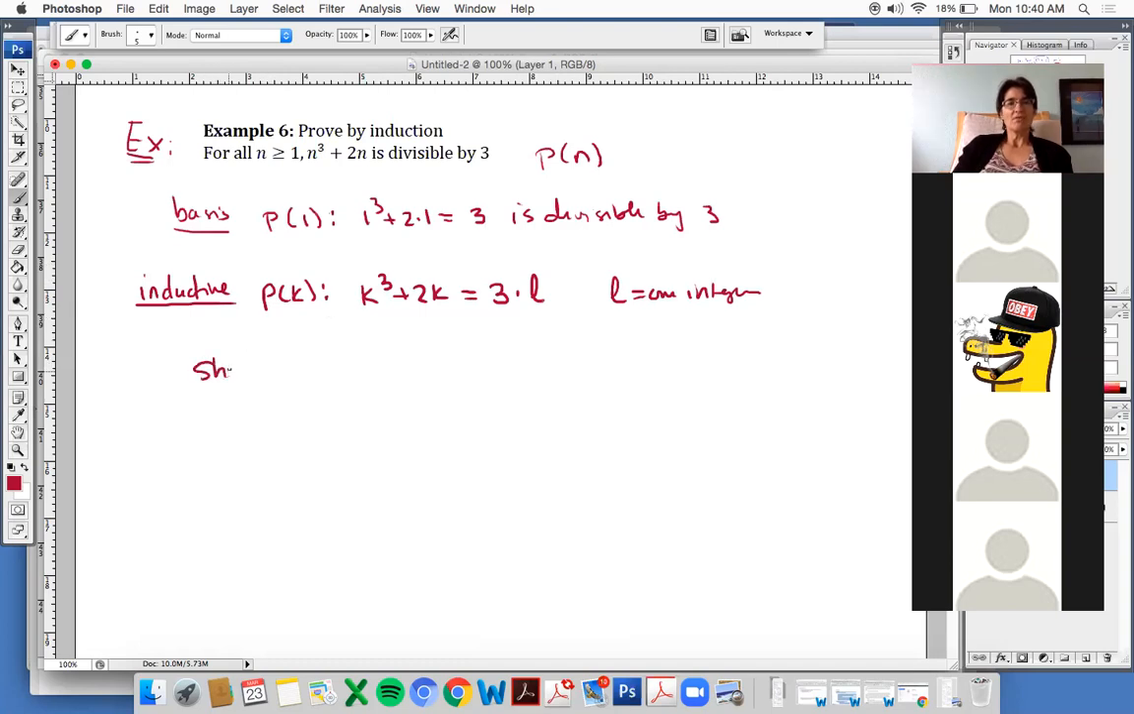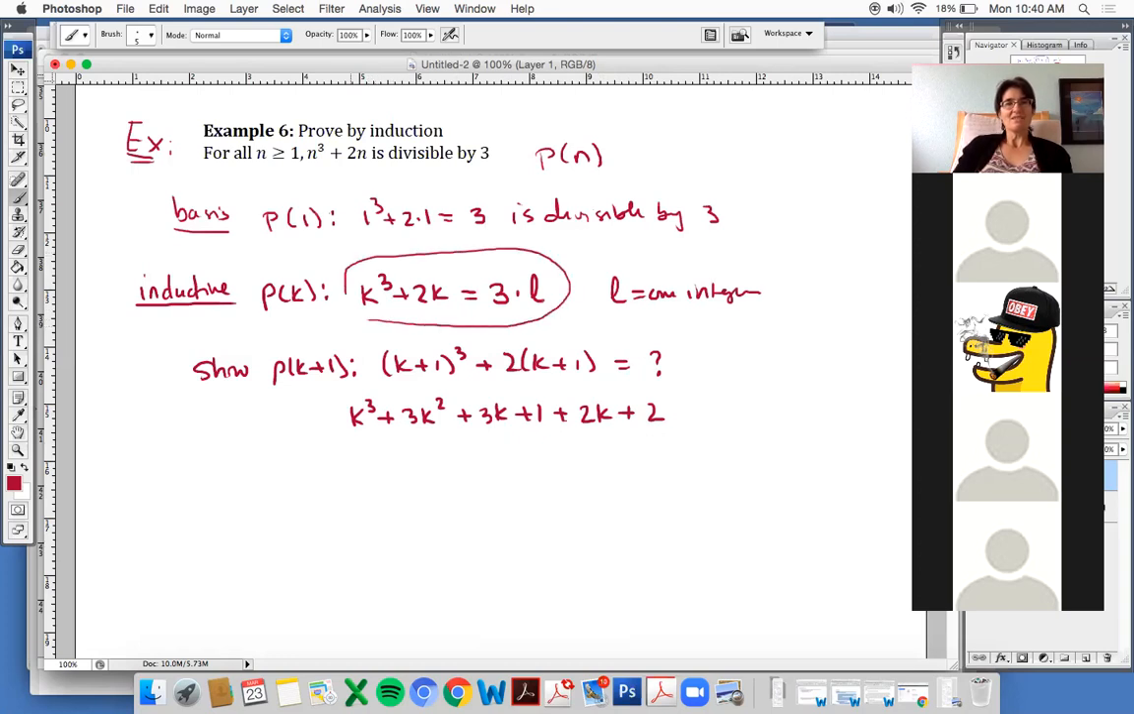Now what I need to show is that P(k+1) is valid. So for P(k+1), we look at our P(n) and plug k plus 1 in there. Wherever you see an n, plug in k plus 1, and we're going to see if that's divisible by 3. So we expand: k cubed plus 3k squared plus 3k plus 1, plus 2k plus 2. Let's see if somehow I can use this to substitute part of the formula.